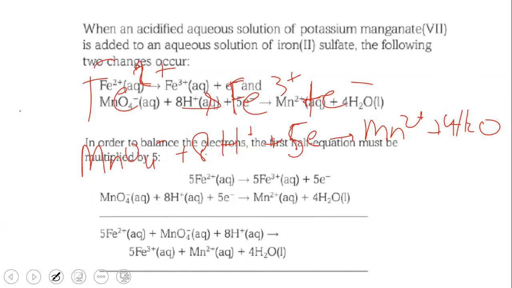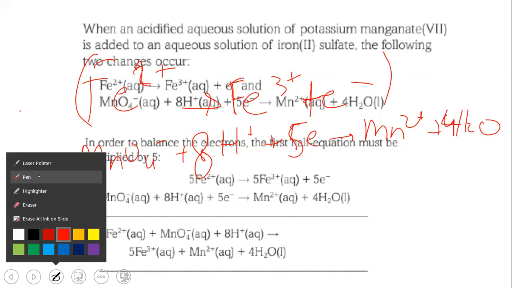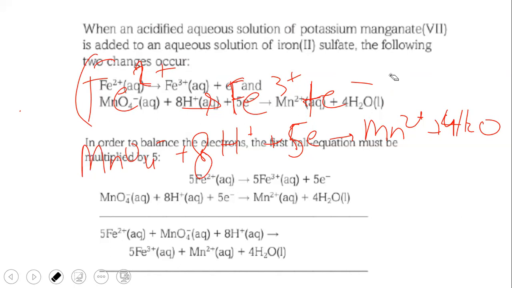5e. Okay, so we can multiply the first equation by 5. Good job. Multiply the first equation by 5. So what is going to happen to the first equation? Just tell me, what are the values we're going to get? So 5Fe2 plus. Good job. Will give you 5Fe3 plus and plus 5 electrons.